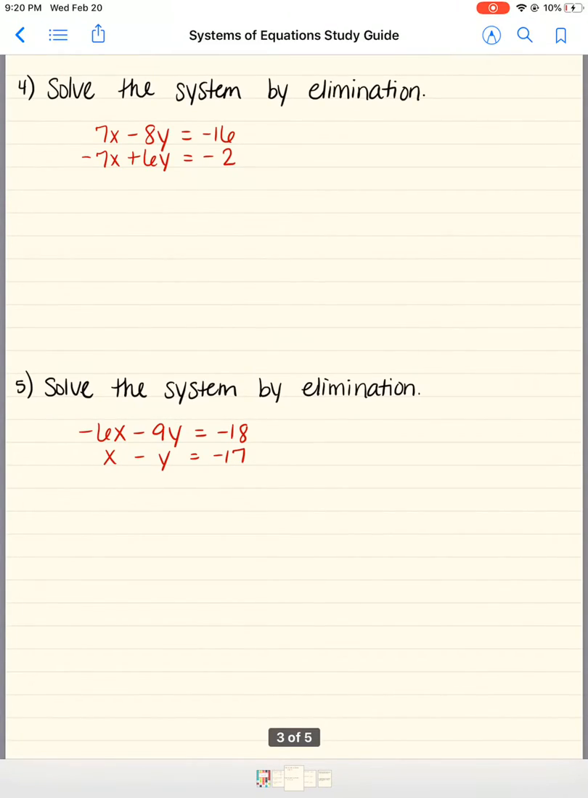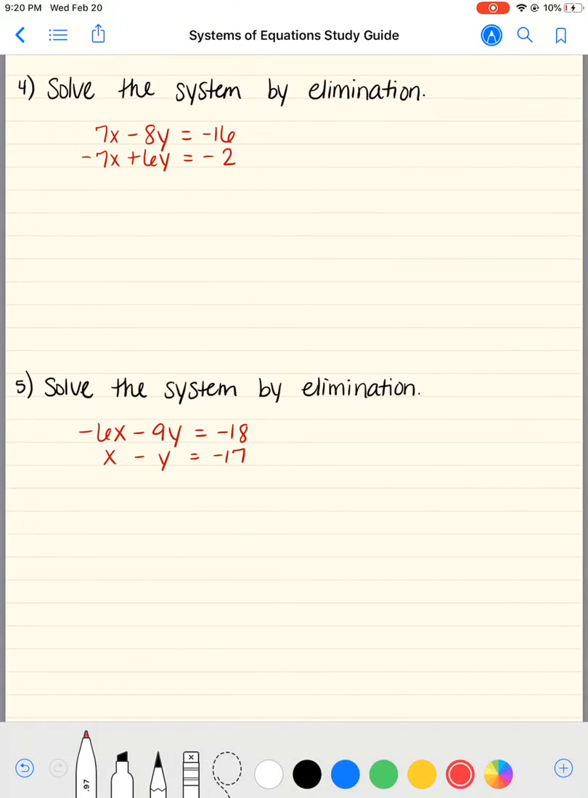Okay, so let's look at number 4. We have 7x minus 8y equals negative 16. And then negative 7x plus 6y equals negative 2. So I notice right off the bat that my x's are opposites. They're going to cancel out and make 0. And then we just need to add the rest of it together. So negative 8y plus 6y would give you negative 2y. And then negative 16 minus 2 would give you a negative 18.